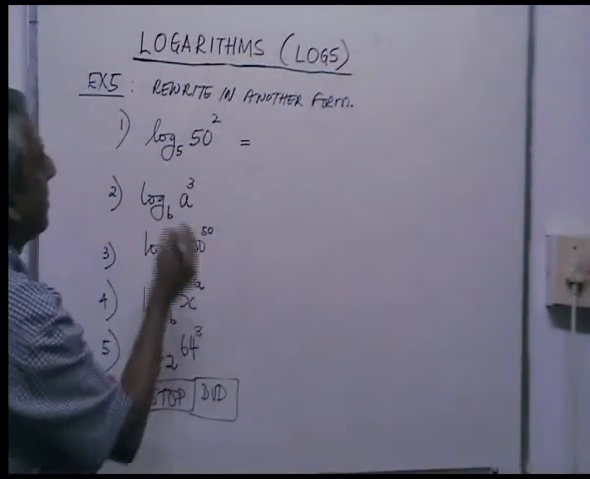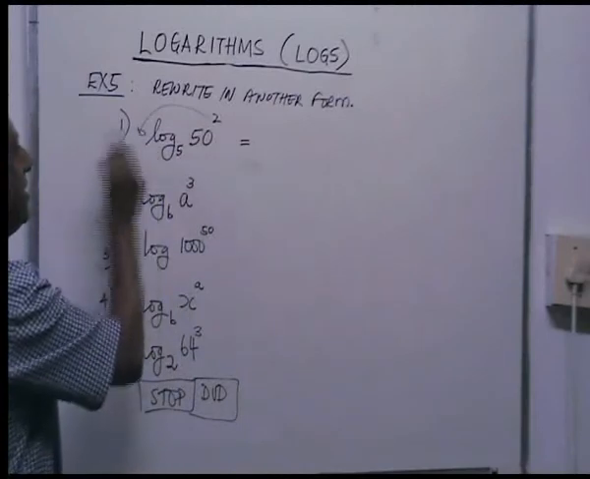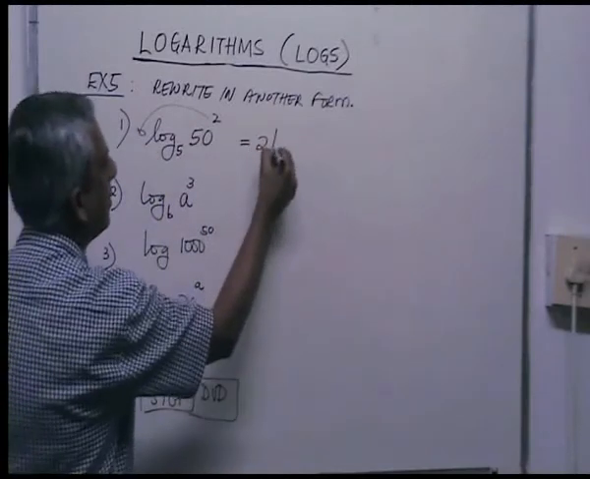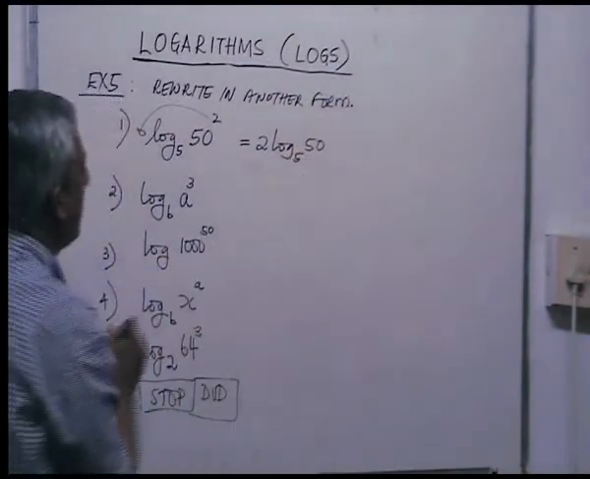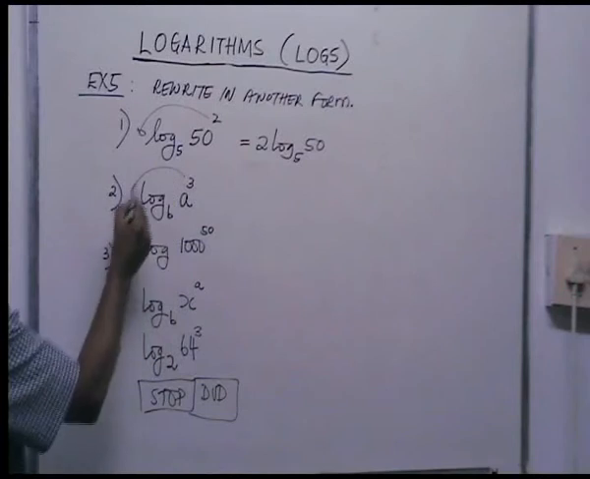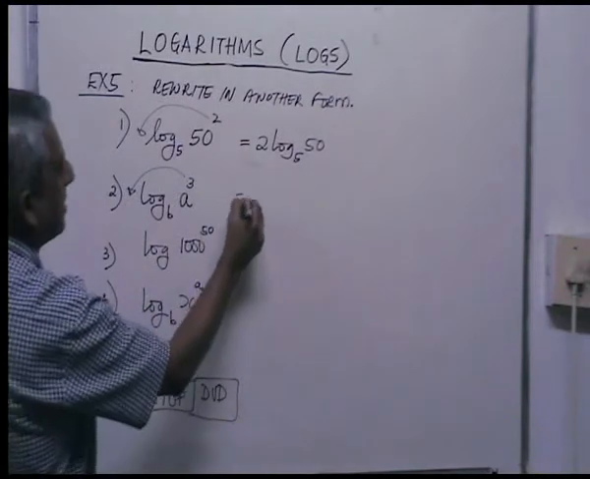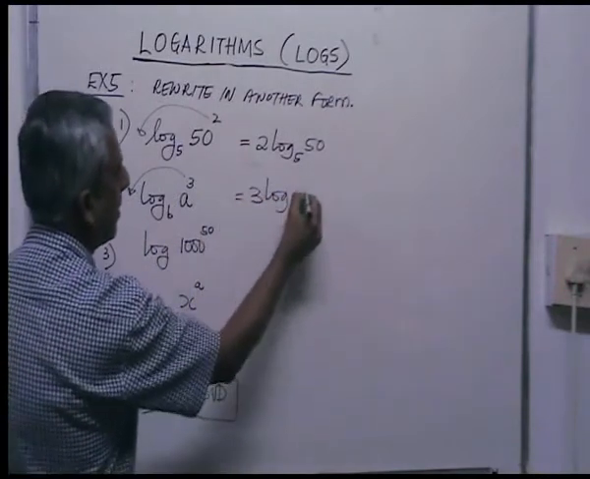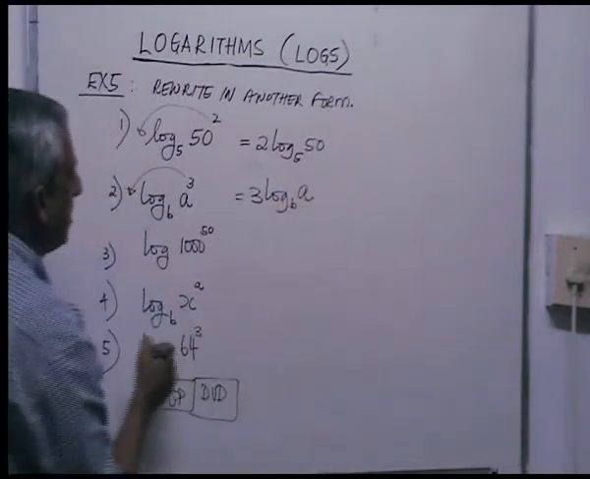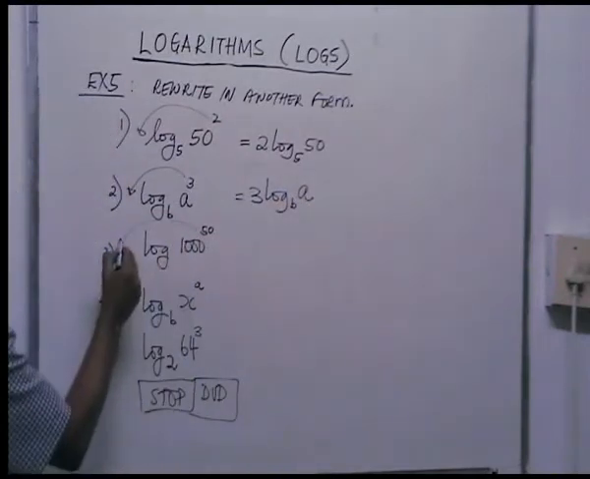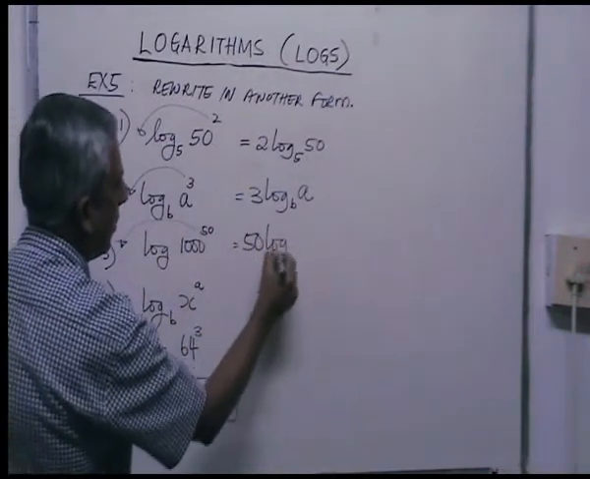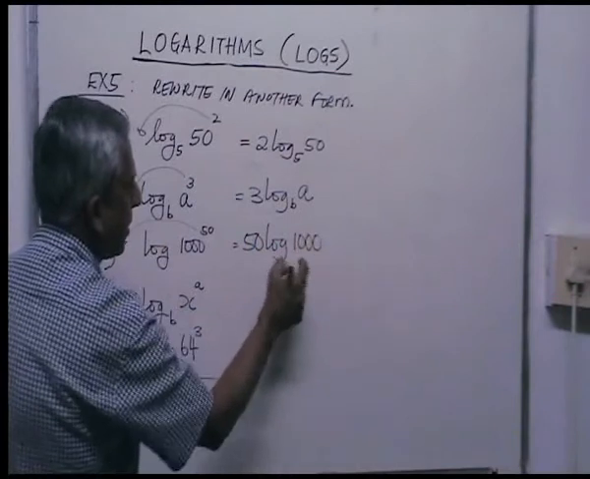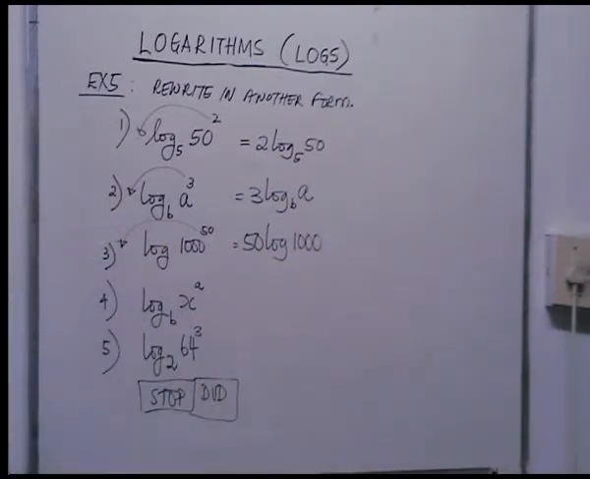It's good and nice. Okay, so the 2 will come to the front. The answer will be 2 log 50 to the base 5. Once again, the 3 will come to the front. Answer is 3 log a to the base b. Once again, the 50 comes to the front. Answer will be 50 log 1000. No base written, base is understood to be 10.